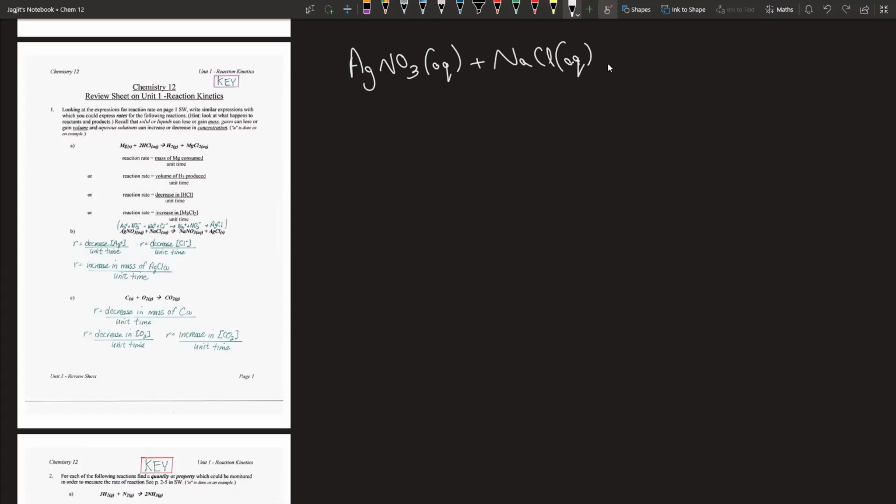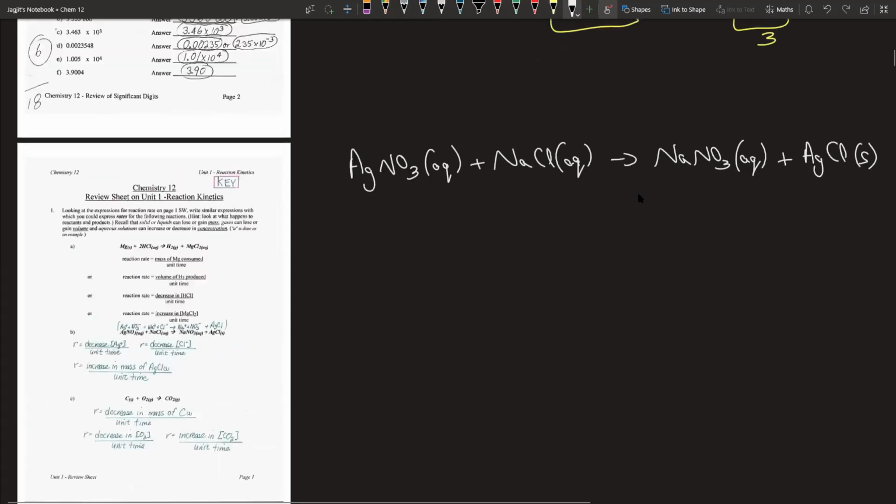NaCl aqueous, and it produces NaNO3 aqueous. And the other product is AgCl solid. So that's my equation. Now the question says, what are the different factors we can use for this? And more specifically, they're talking about ions. So this one's a bit tricky. Let me explain why.